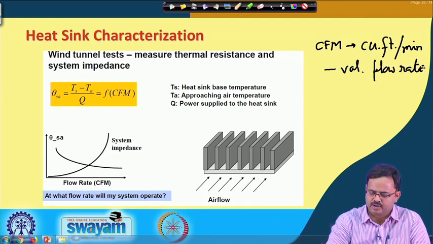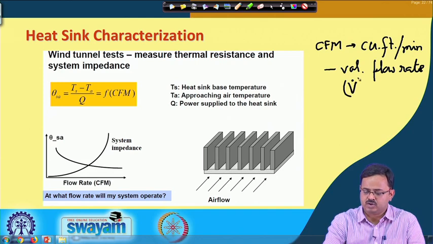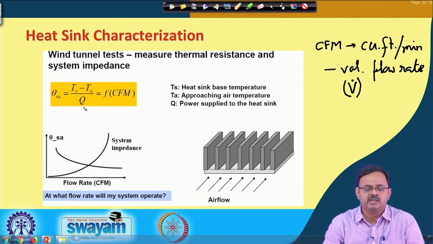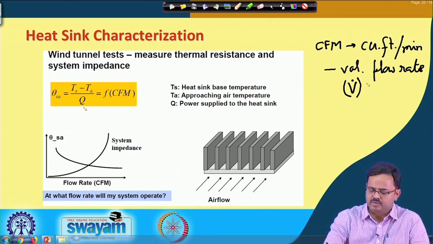And often denoted by capital V dot. Sometimes it is also denoted by capital Q, but here since we are using Q as the heat input, I am writing V dot. Now, what is that going to be? What is the unit? Unit is going to be CFM is one, meter cube per second is another.